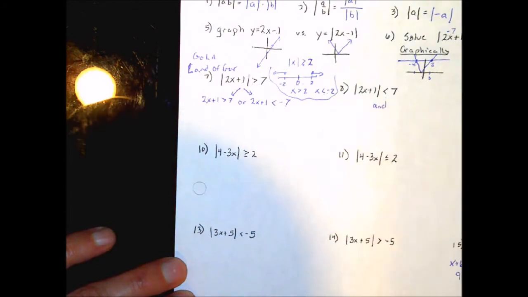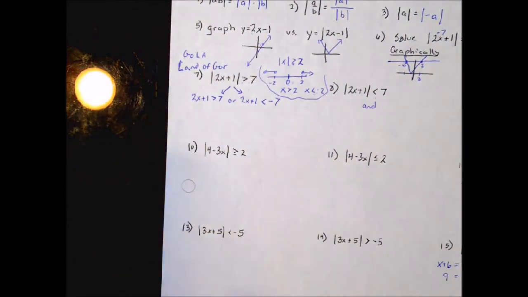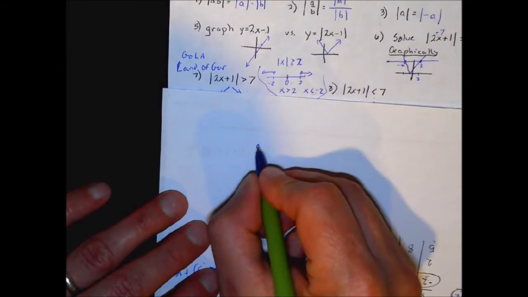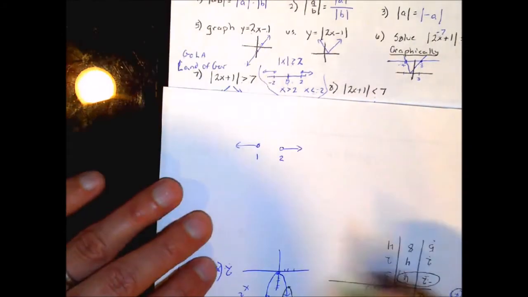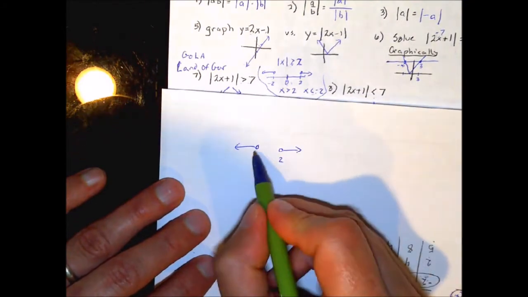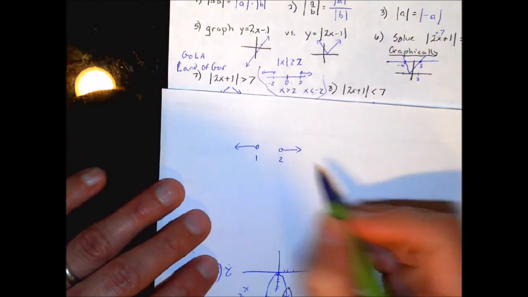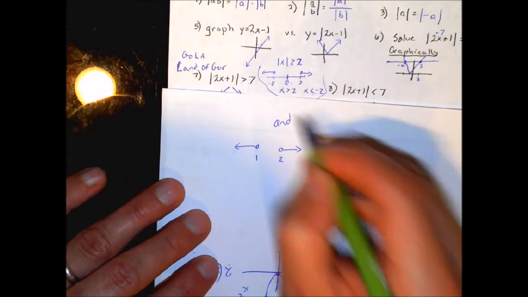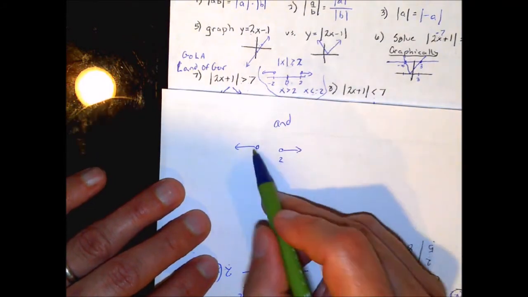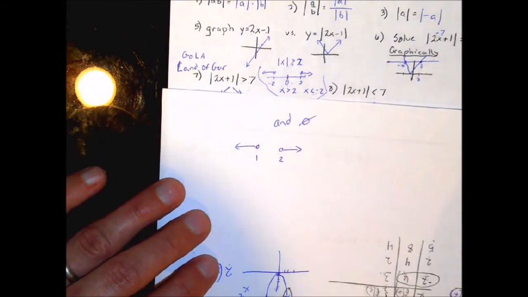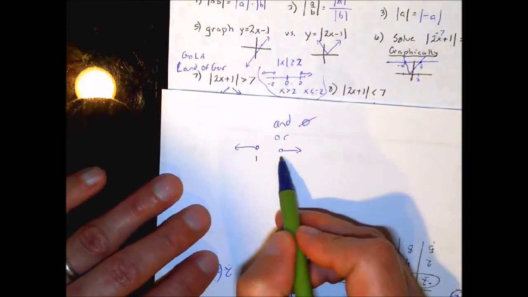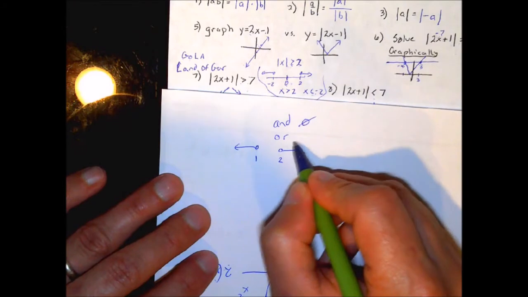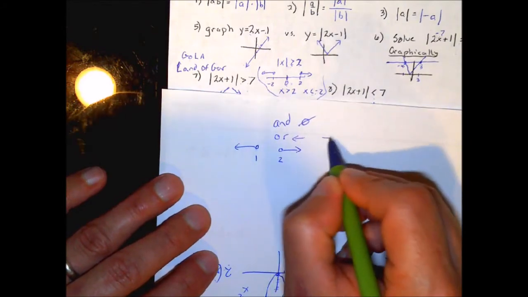Now, what's the difference between an and and an or? Basically this. Say I have this graph, right? Say I have 1 and 2. Are there any numbers that are less than 1 and greater than 2? Are there any numbers that fit both of those? No. But as an or, are there numbers that are less than 1 or greater than 2? Yeah. All the ones that are less than 1 and all the ones greater than 2. All these and all these work for that.